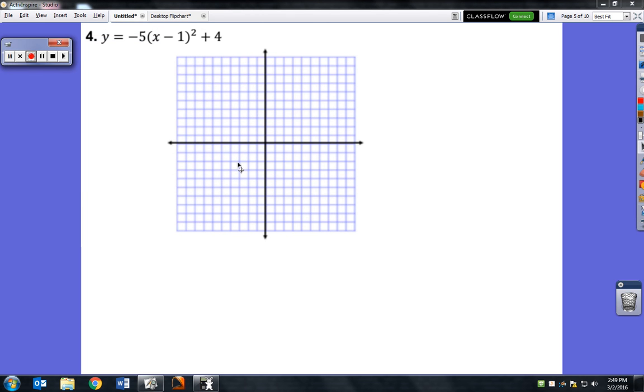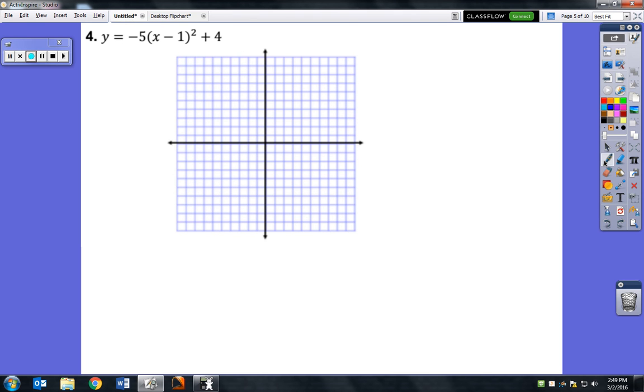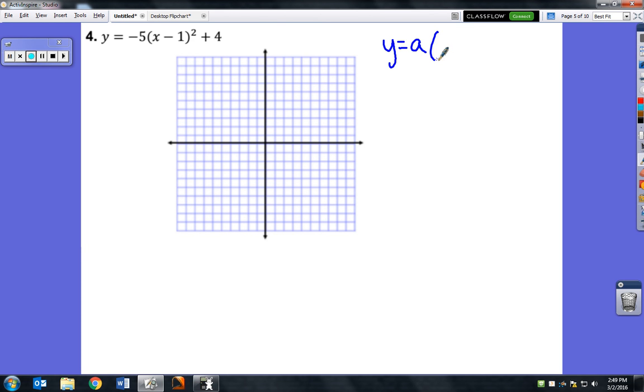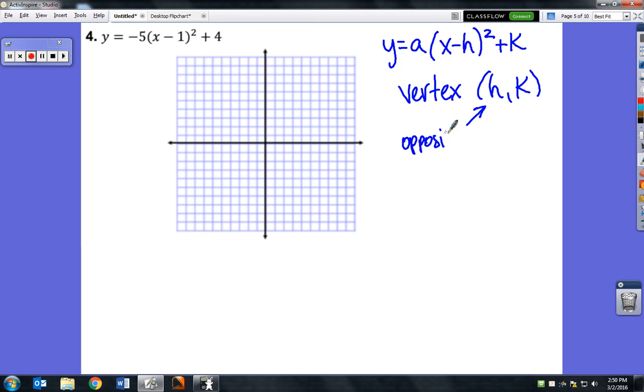Okay, problem number 4, we are still graphing, but now we are graphing something that is in vertex form. If you remember, vertex form is y equals a times (x minus h) squared plus k. The cool thing about vertex form is it literally gives you the vertex from the equation. Remember that the vertex is (h, k), where h is the opposite sign from the equation.